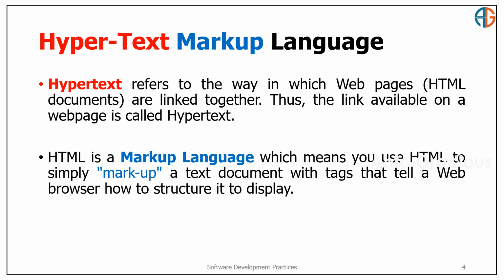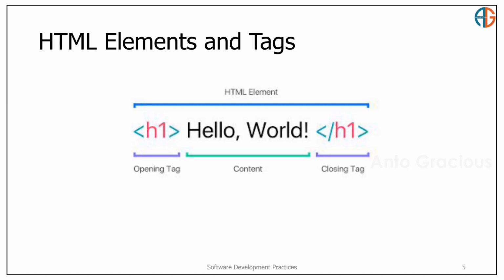So markup language means that you can use HTML to simply mark up a text document with some tags. And these tags will tell the web browser how to structure and how to display it in the browser. So that is the work of the markup language. Here on the screen you can see the tags. Here the H1 and here the H1, right? So these are said to be the tags.